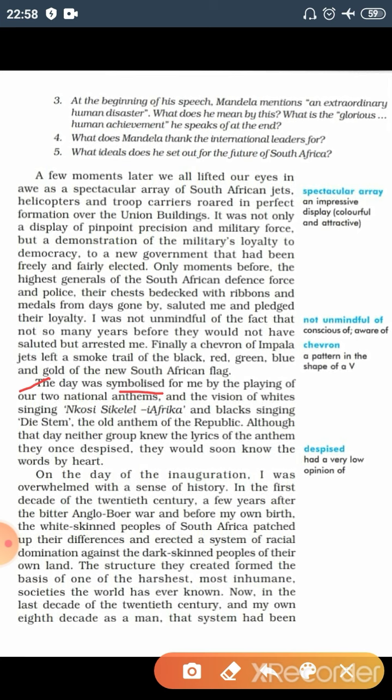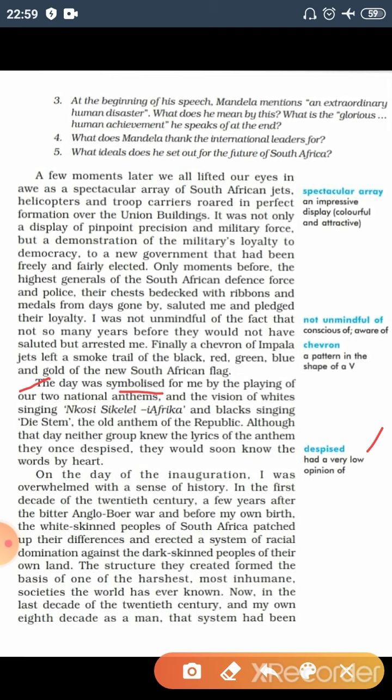Here, Nelson Mandela remembers the day as the playing of two national anthems of the country, one of the whites and the other that of the blacks. And on that day, no one knew the wordings or meanings of the anthem of the blacks. But here, Nelson Mandela was very confident that everyone would soon learn this anthem that they once hated. Here, students, symbolized means remembered.